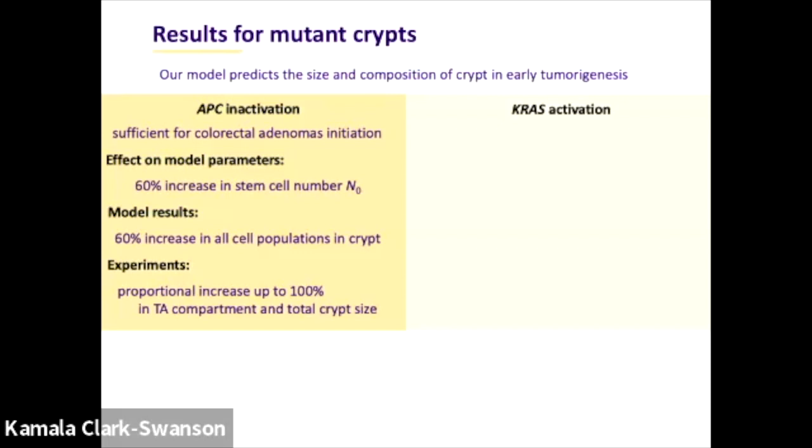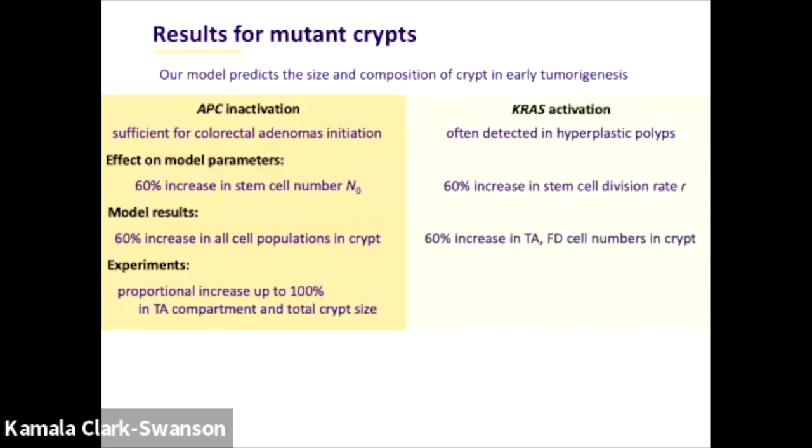The same procedure can be made for the KRAS activation, which is often detected in human hyperplastic polyps. And the effect on model parameters of KRAS activation has been reported to be a 60% increase in stem cell division rates. Under this increased stem cell division rate, our model predicts a 60% increase in the TA and FD cell numbers in crypts. And indeed, in experiments, we see approximately a 65% increase in crypt area in human hyperplastic polyps.